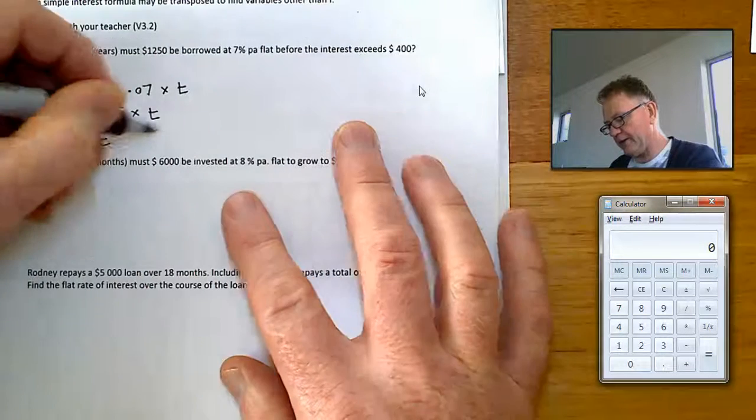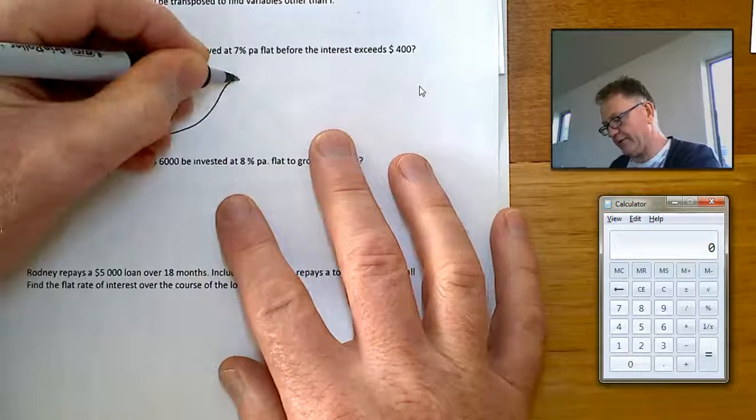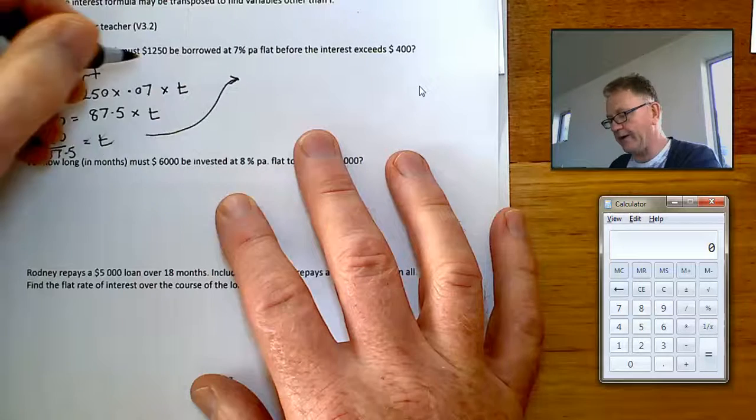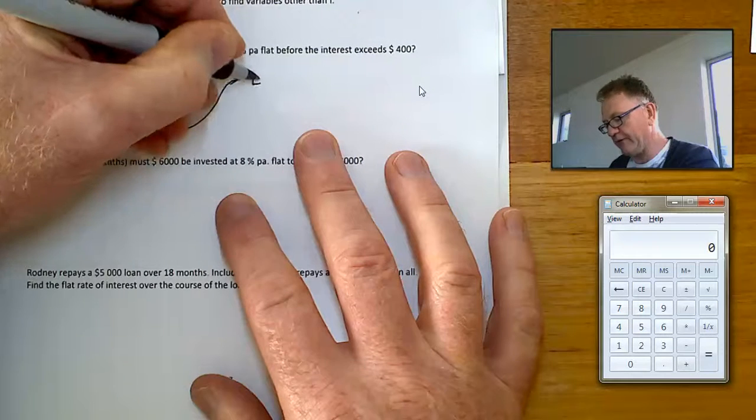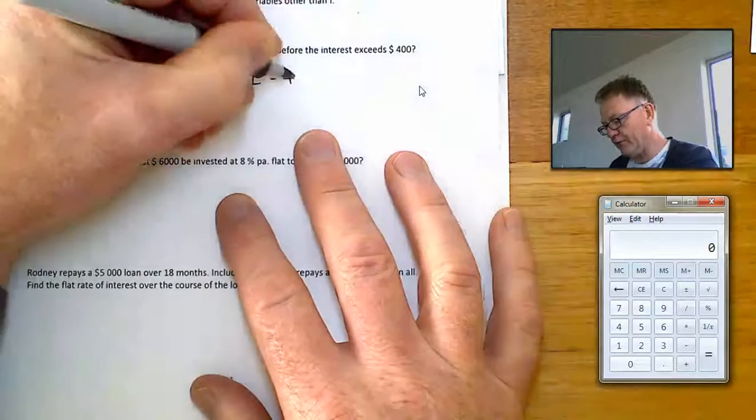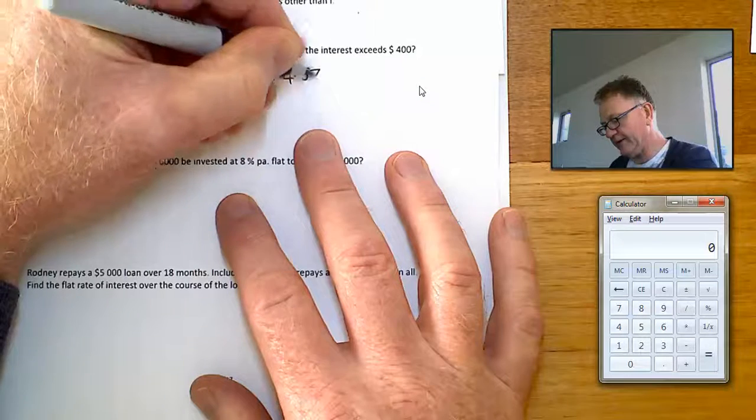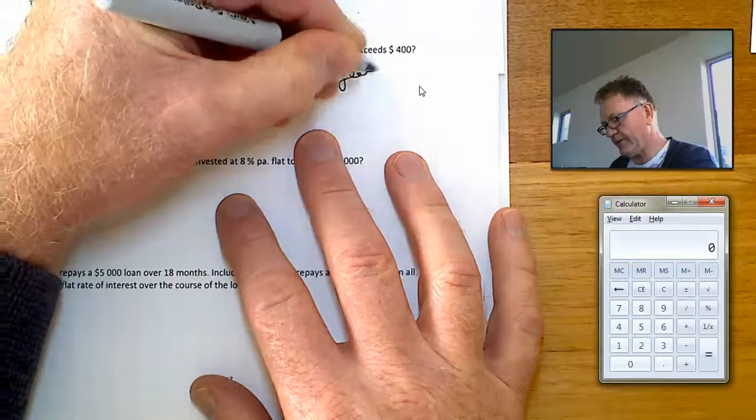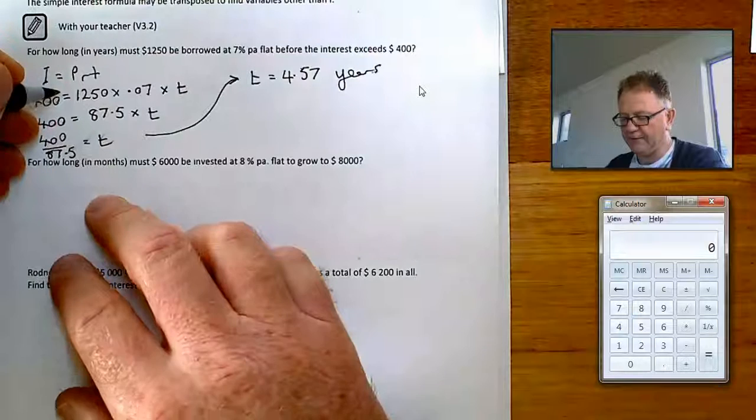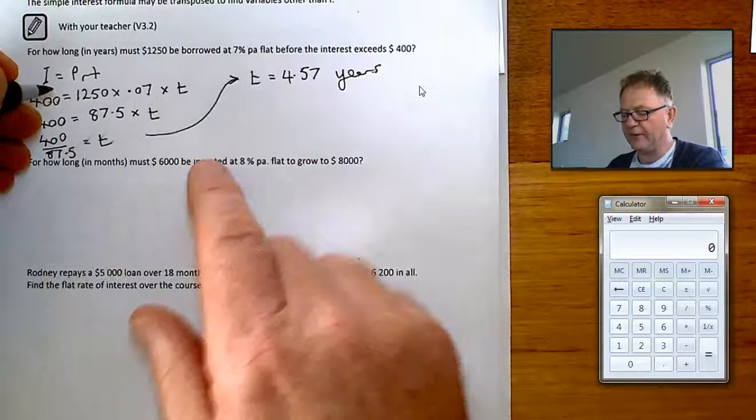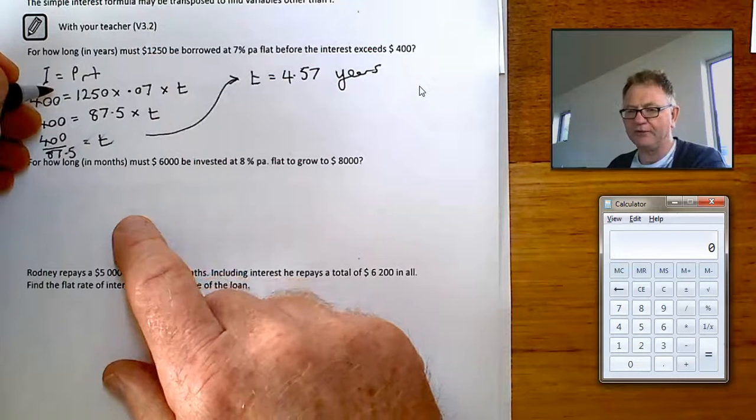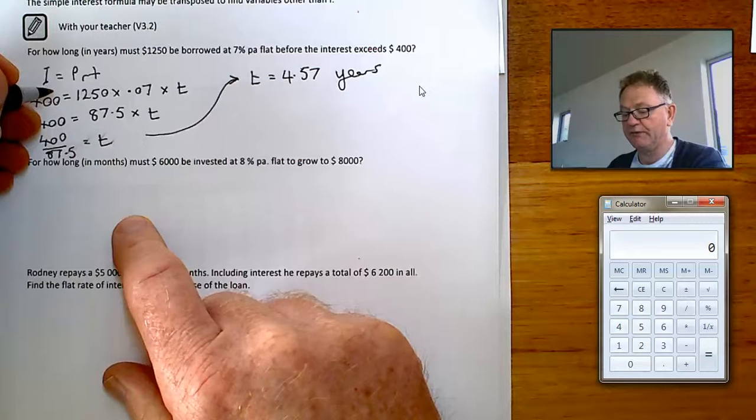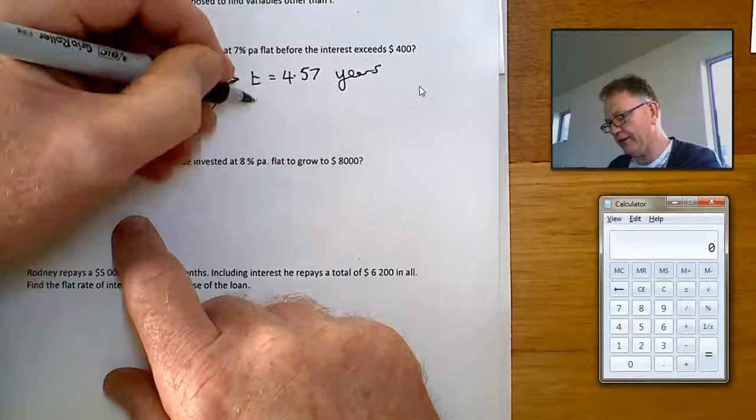You can get out your calculator and do this. 400 divided by 87.5 means that t is equal to 4.57 years. Now that answer is okay, but the convention is we don't normally talk about 0.57 of a year. It would be best to talk about that in terms of months or in terms of days. You can convert that like this.